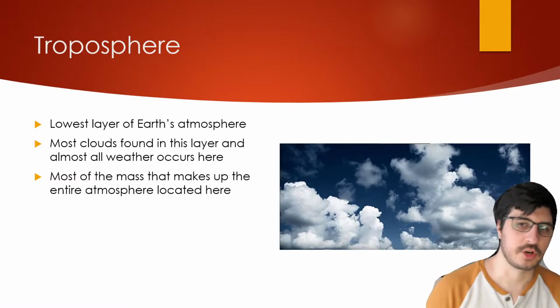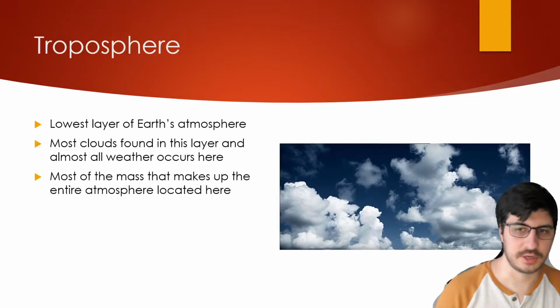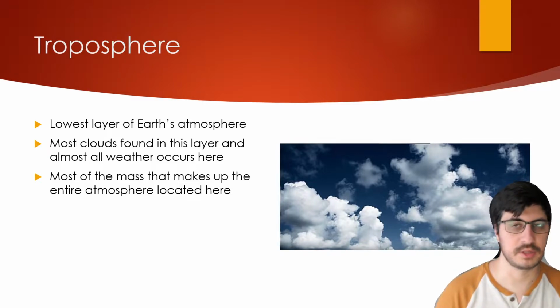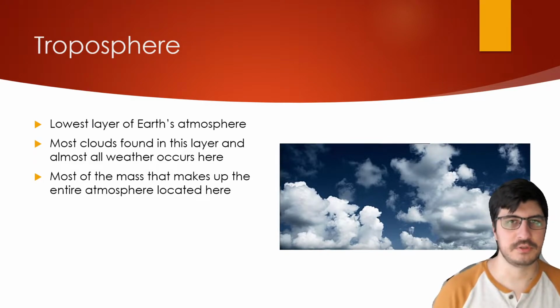So first off, we got the troposphere. It's the lowest layer. It's where all or most of our clouds are found, and basically almost all of our weather occurs here. It's the one that you guys are obviously the most familiar with because this is where we live. As you can also imagine, this is where most of the atmospheric mass is located.